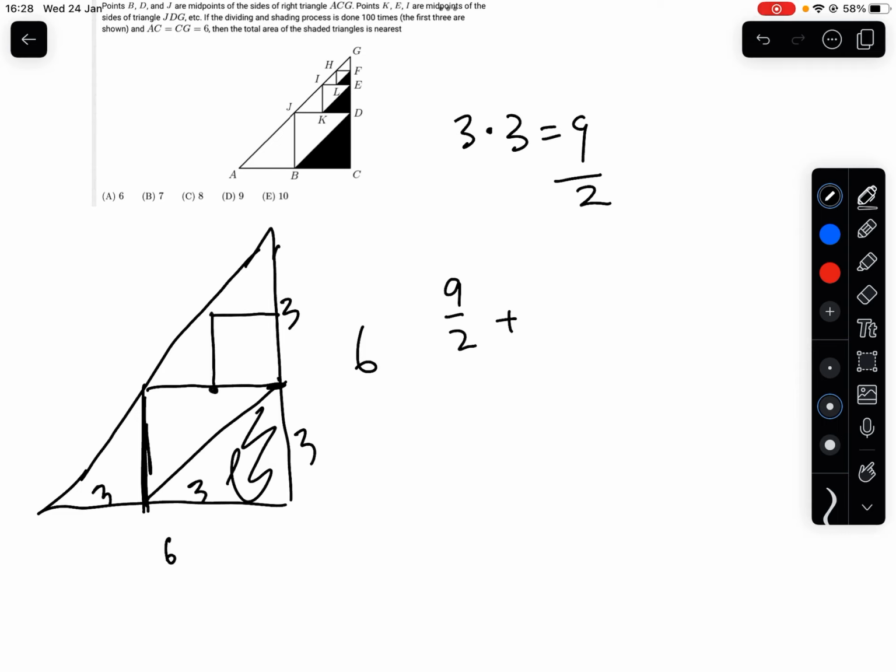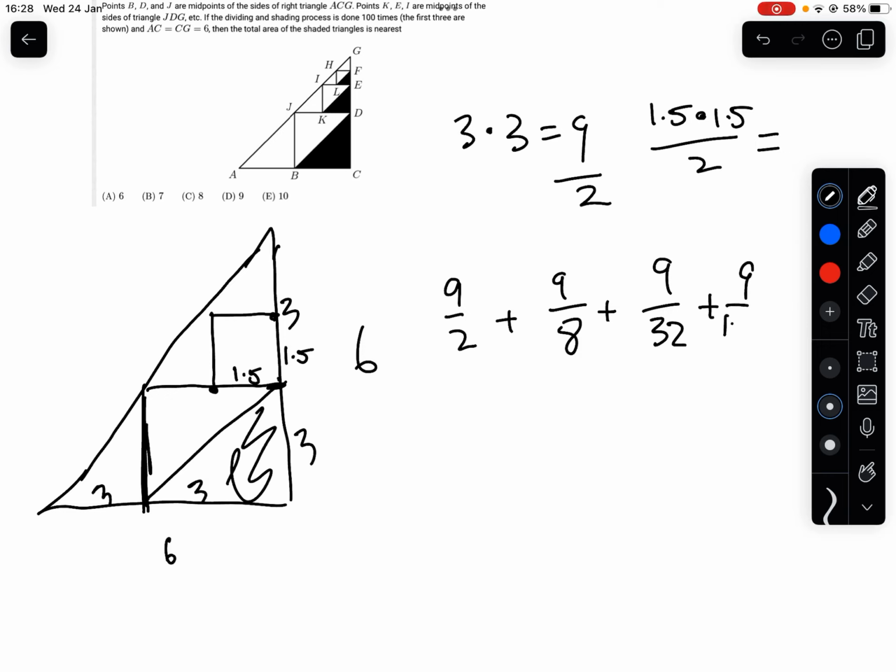And our second square is going to hit the midpoint of this first square and the midpoint here. So the first square has a length of 3. If it hits the midpoint, then this must have a length of 1.5, and this must also have a length of 1.5. Therefore, the second area is going to be 1.5 times 1.5 over 2, which equals 9/8, and then so on. So if you repeat that process again, you get 9/32 plus 9/128 plus etc.